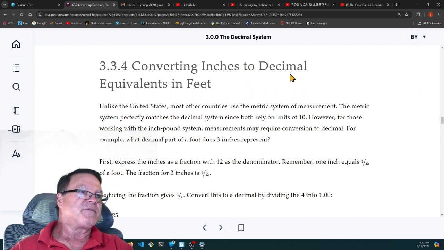Converting inches to decimal equivalents in feet. Unlike the United States, most other countries use the metric system of measurement. The metric system perfectly matches the decimal system since both rely on units of 10. However, for those working with the inch-pound system, measurements may require conversion to decimal. For example, what decimal part of a foot does 3 inches represent? 1/4.